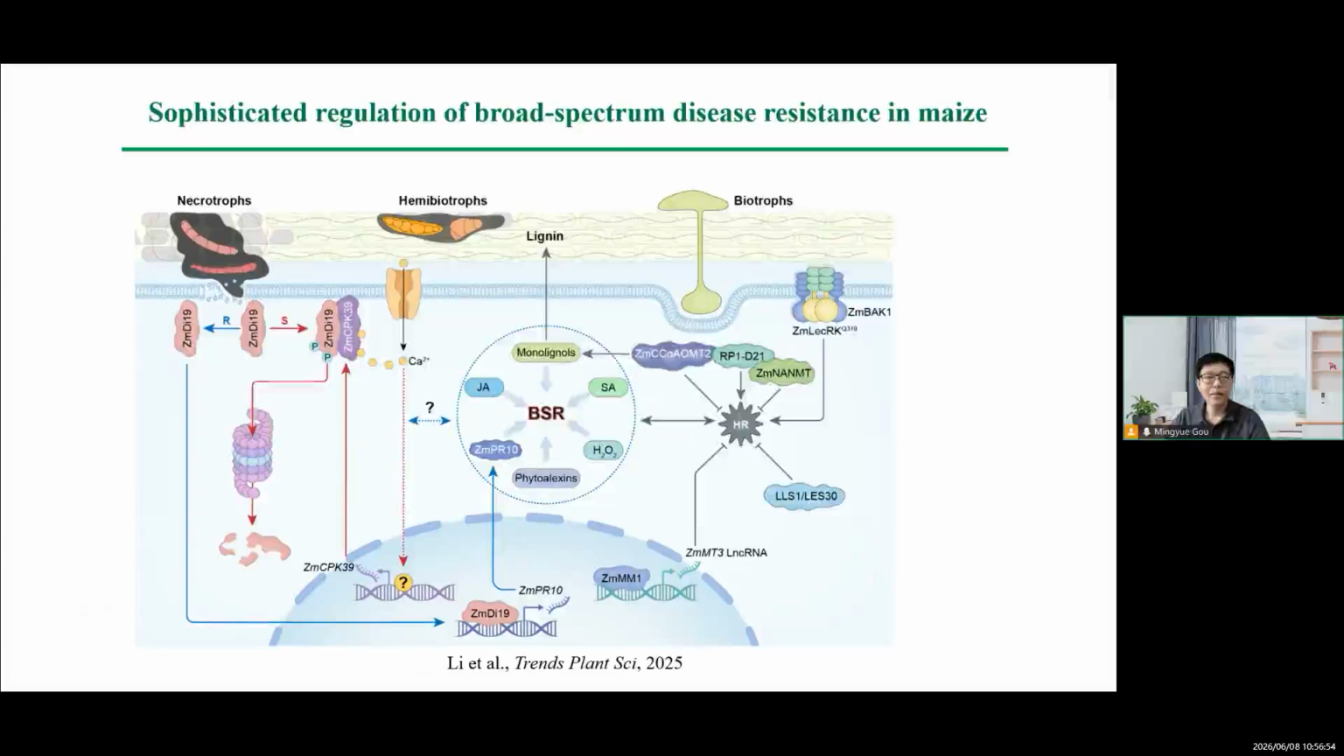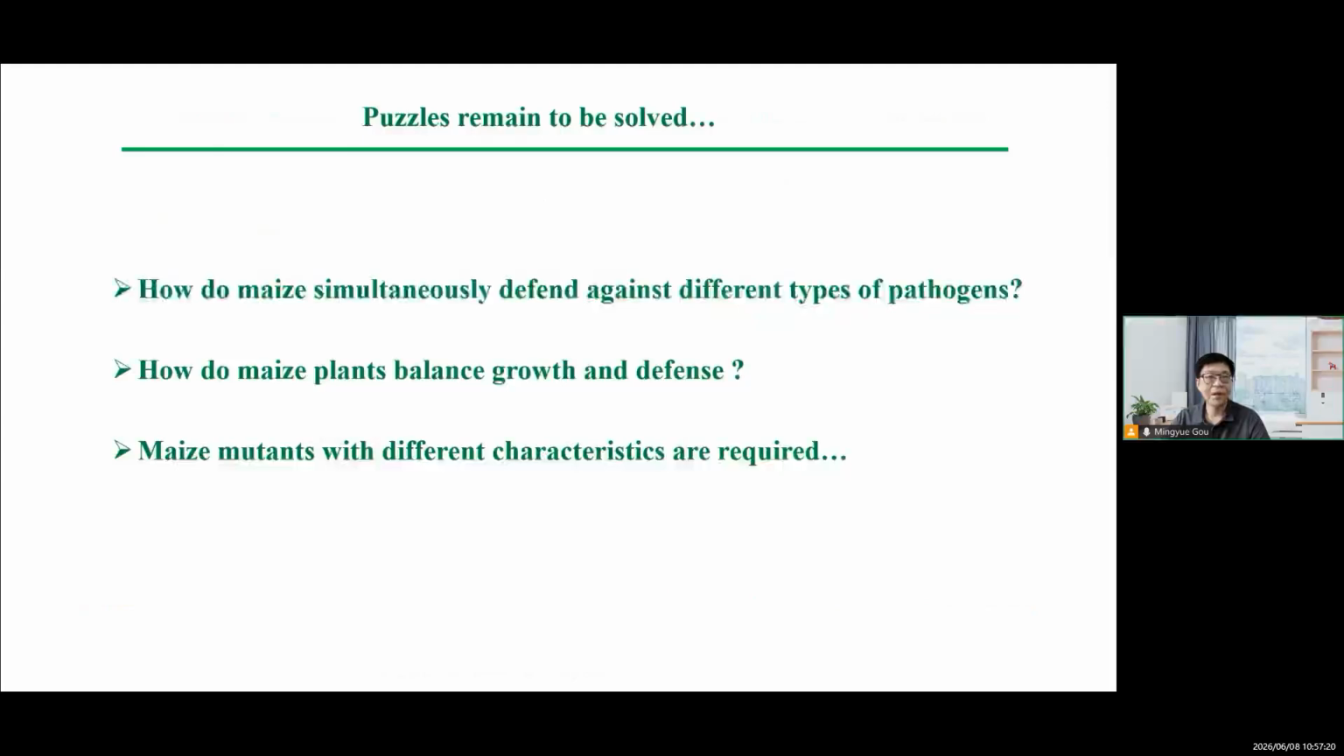Among those resistance genes, a few have been implicated in resistance to multiple maize diseases, termed broad-spectrum disease resistance genes. Those genes are involved in activation of hypersensitive response, phytohormone biosynthesis, lignin biosynthesis, phytoalexin production, and antifungal protein production. However, a few puzzles remain to be solved.